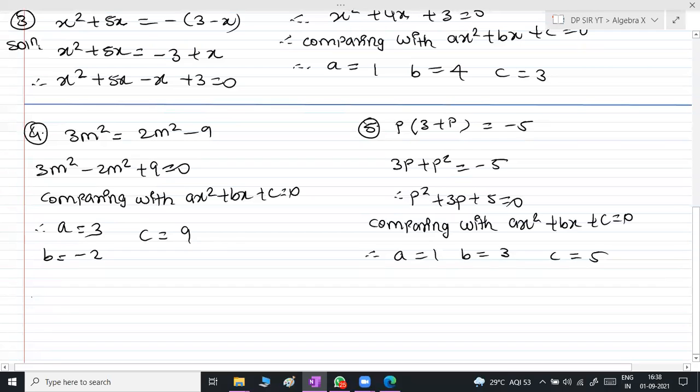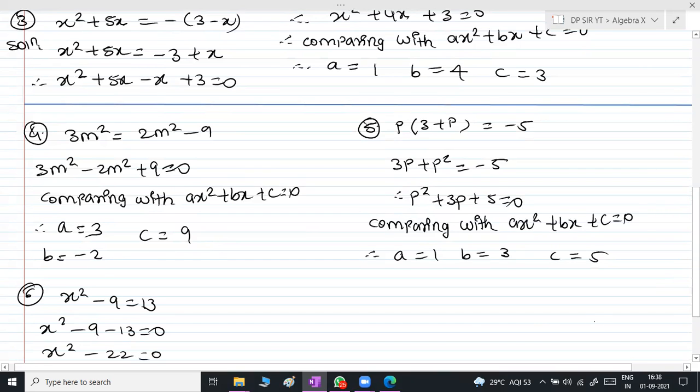This question number 6. And it is x square minus 9 is equal to 13. The most simplest question. X square minus 9 is equal to 13. X square minus 9 minus 13 is equal to 0. So x square, and what is 13 plus 9? It's 22. So x square minus 22 is equal to 0.